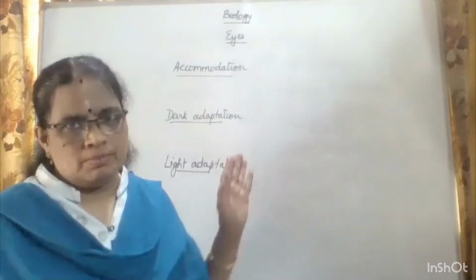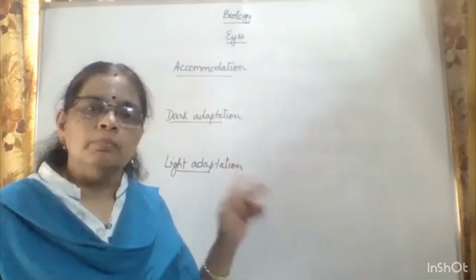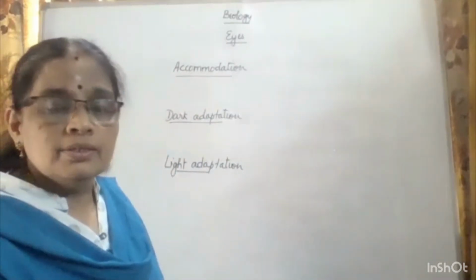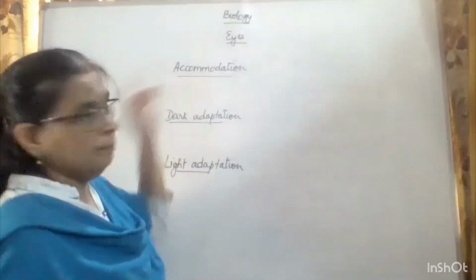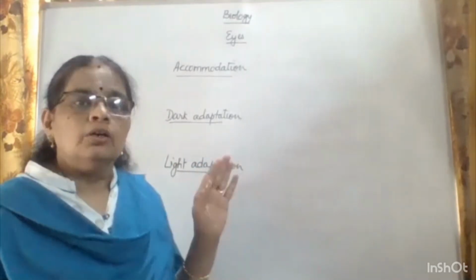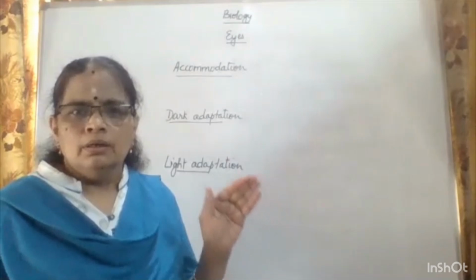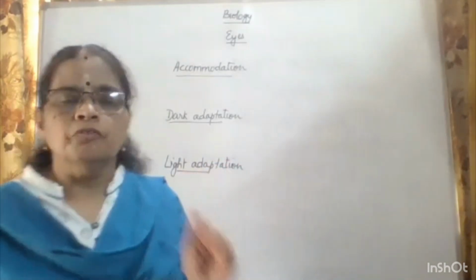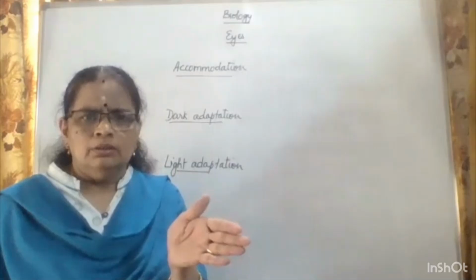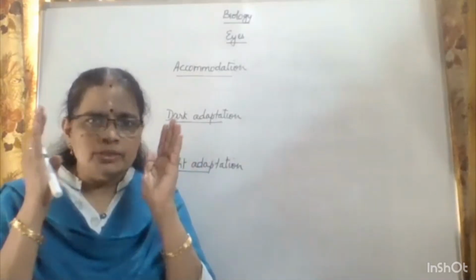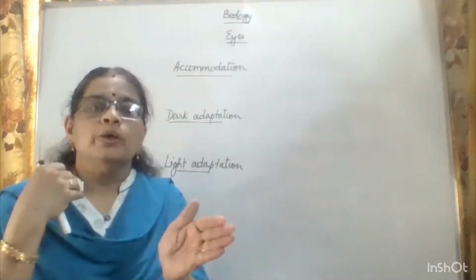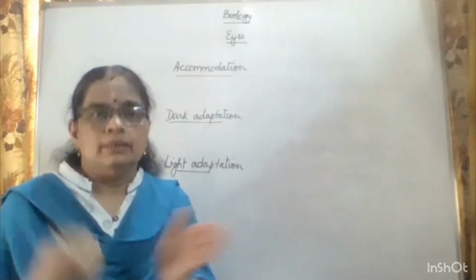Now, a few terms. First term is accommodation. Look at the spelling of this word: A-C-C-O-M-M-O. There are two C's, two M's. Accommodation is the process of focusing of our eye at an object. How our eye is able to focus at an object is its way of accommodating and taking the image.